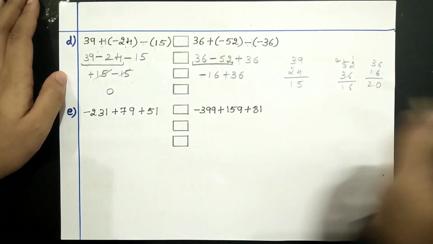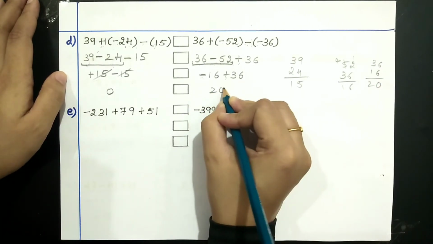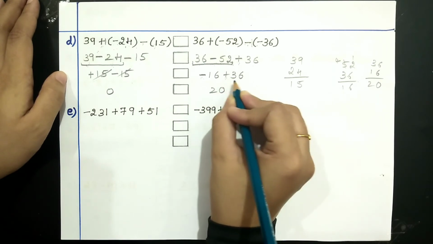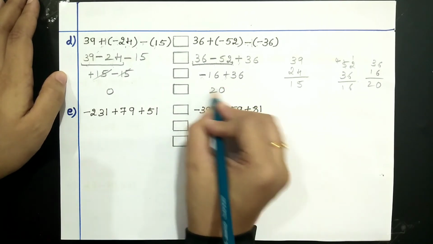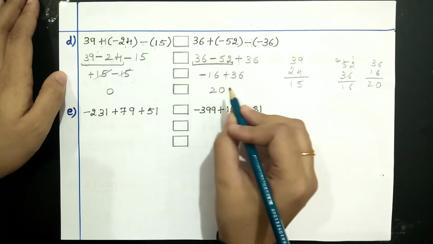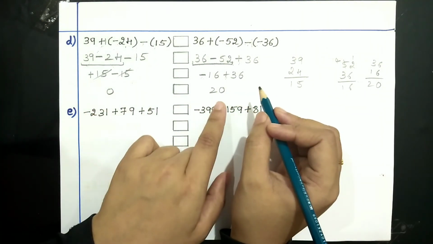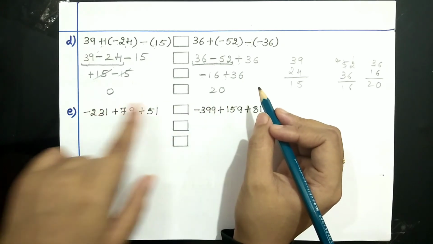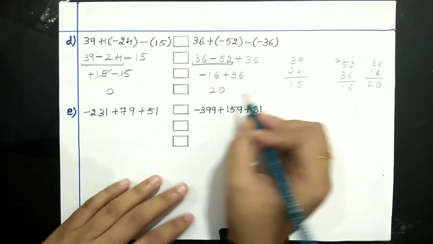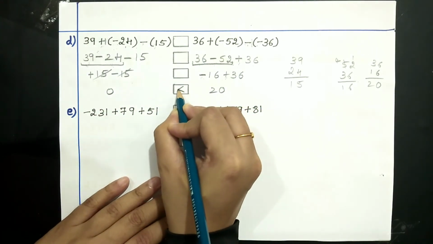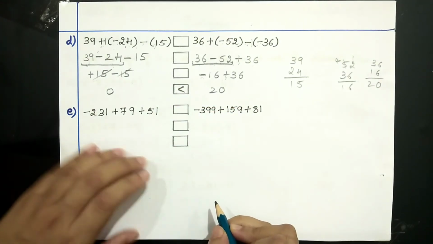This becomes 20, your answer. And which sign you have to give? Greater number sign. 36 is having plus, so I have to put here plus sign. If you don't put the sign, it is understood it is plus sign. Now, 0 and this is 20. Which is greater? 20 is greater obviously. So let me put the sign like this. Now last sum here.